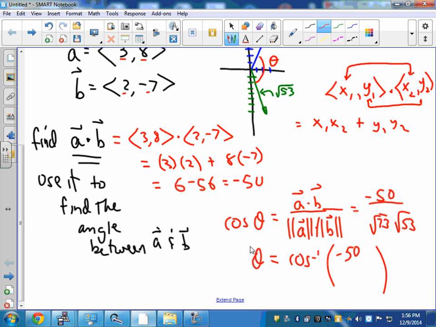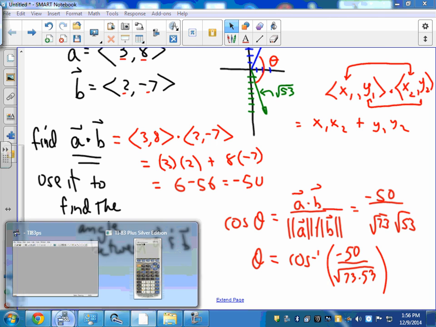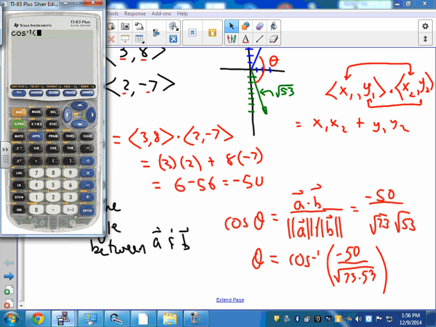By the way, I can do one other thing to make this a little bit easier. If you have two square roots multiplied together, you can do it this way: the square root of 73 times 53. So it just keeps me from doing one more square root than I need to. Cosine inverse of negative 50 divided by the square root of 73 times 53. Close, and hit enter. Okay, so it's about a 143 degree angle.